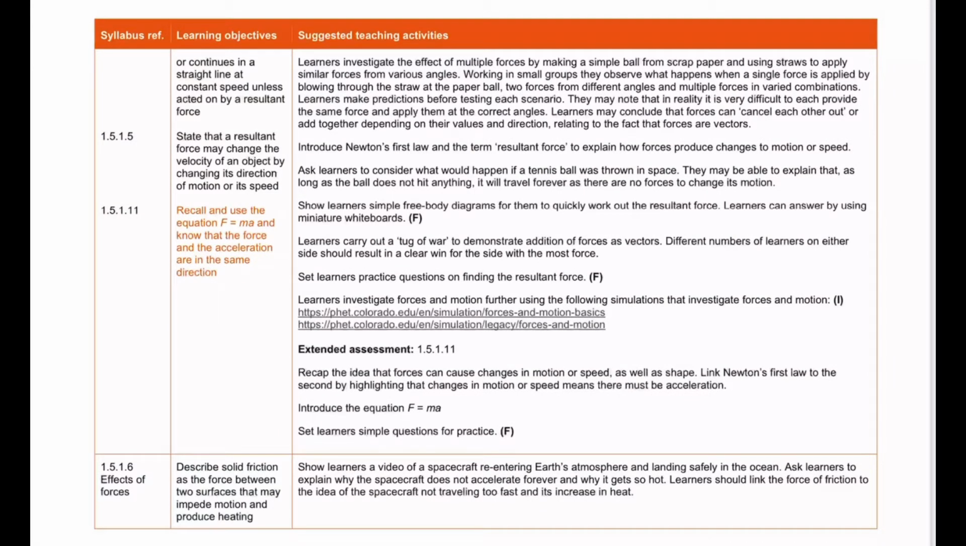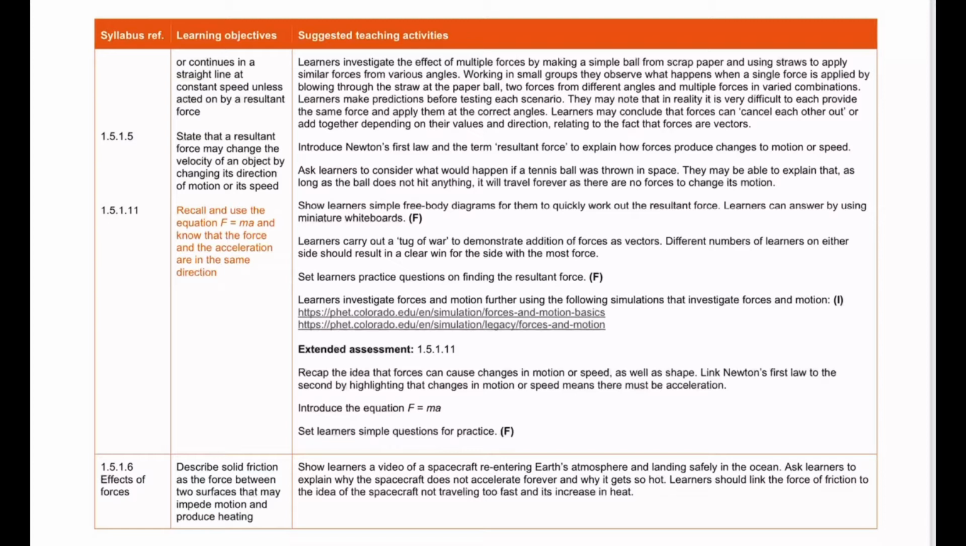State that a resultant force may change the velocity of an object by changing its direction or its speed. Recall and use the equation F equals ma and know that force and acceleration are in the same direction. Key concept 1.5.1.6 Effect of forces.